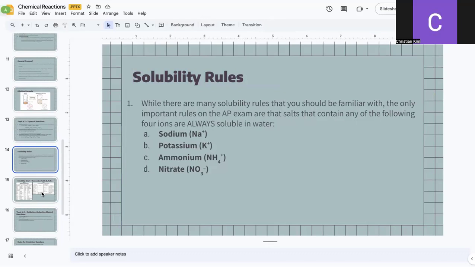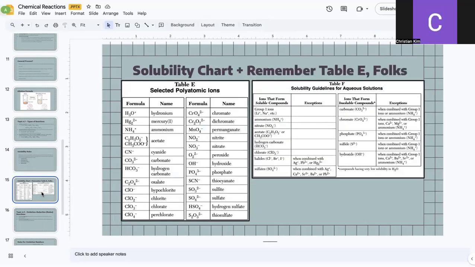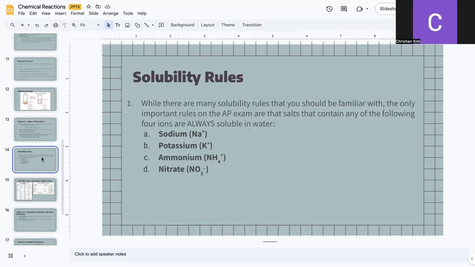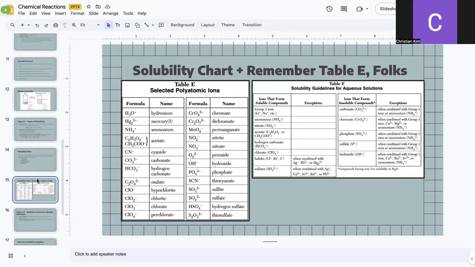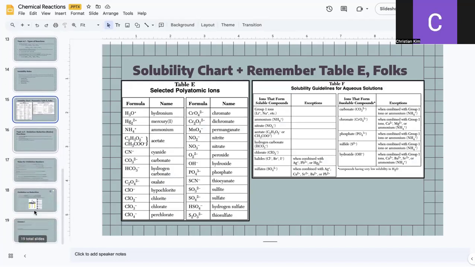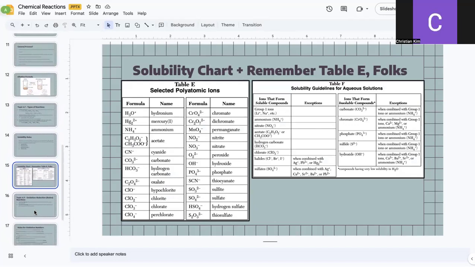Pretty simple. However, we do have a table for more complex relationships. You don't have to memorize these, I don't think. These four you have to memorize, but not the rest of these. You're going to have a table, most likely, so I would give some time to be familiar with these: Table E and Table F on your reference table. And yeah, that's pretty much it for solubility, since we already covered a little bit of solubility before.